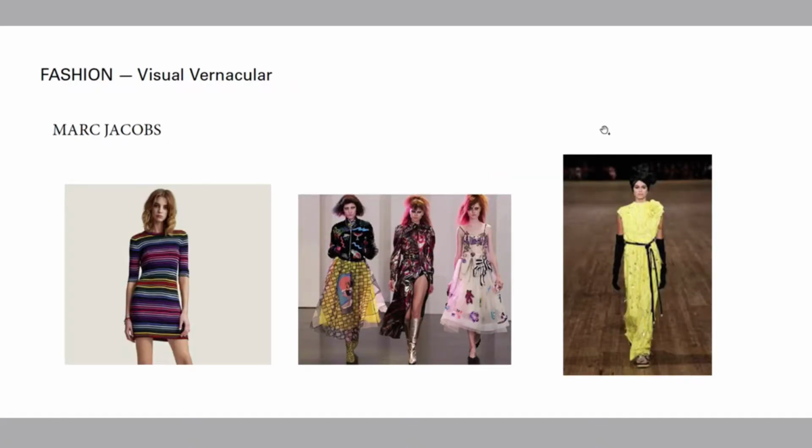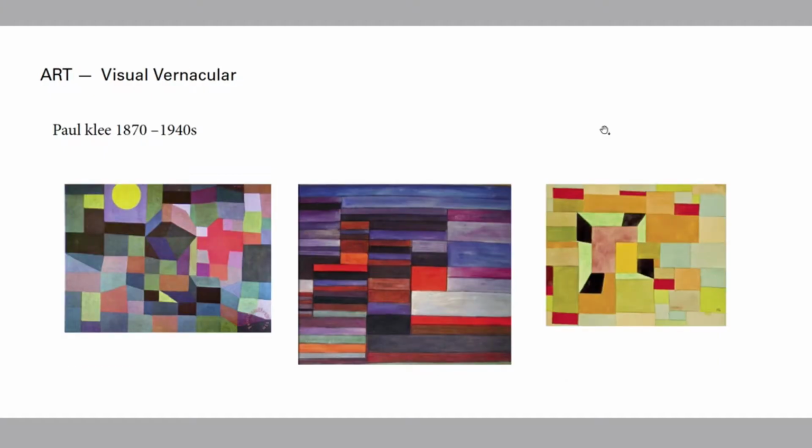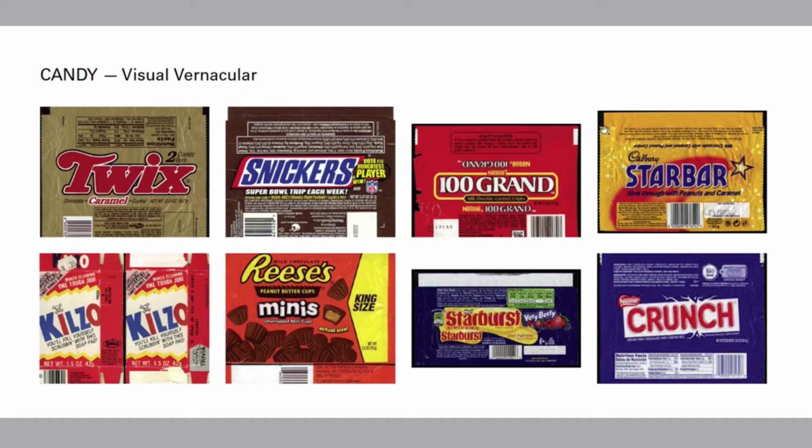Fashion does the same thing. Marc Jacobs has a very different look. It has this kind of retro vibe. Paul Klee has his way of deconstructing and communicating imagery. The vernacular is all over the place, everywhere we look.